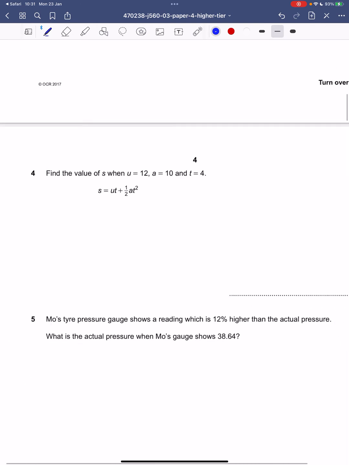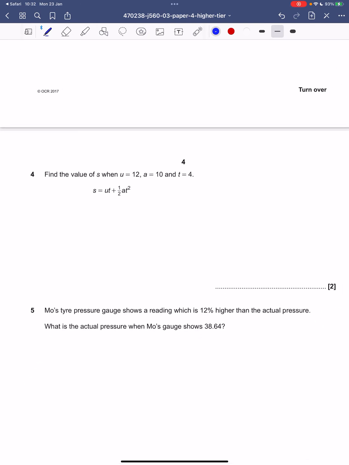Okay, find the value of S when U is 12, A is 10 and T is 4. So S, that UT, that means U times T. So it's 12 times 4. And then it's plus a half AT squared, that means a half times A times 4 squared. Okay, and you can run that straight from your calculator. 12 times 4 plus, instead of a half, I'm going to write 0.5 times 10 times, and instead of 4 squared, I'm going to write 16 because I know that's the answer. That's 128.